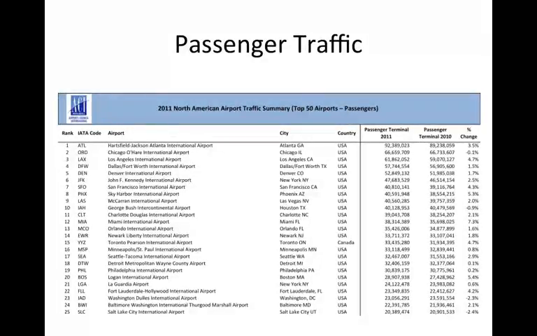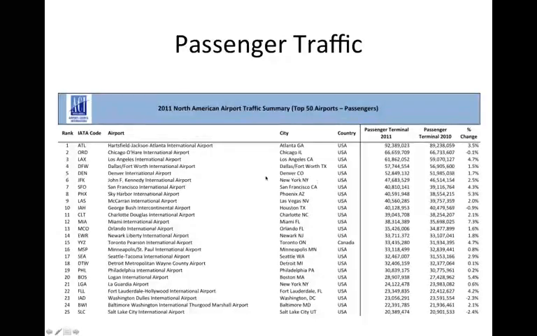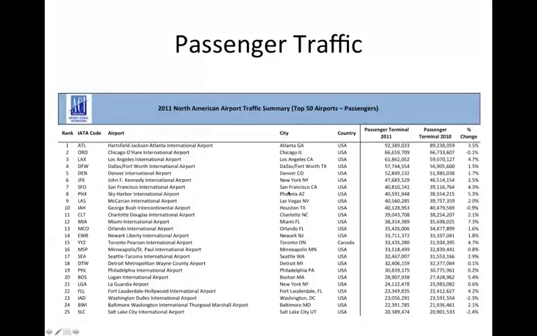And in wrapping up, let's look at a couple of examples. Here's some information from Airports Council International on passenger traffic around the country. You can see the big hubs like Atlanta, Chicago, LA, Dallas-Fort Worth, Denver, New York, San Francisco, not surprisingly, have the most passenger traffic.